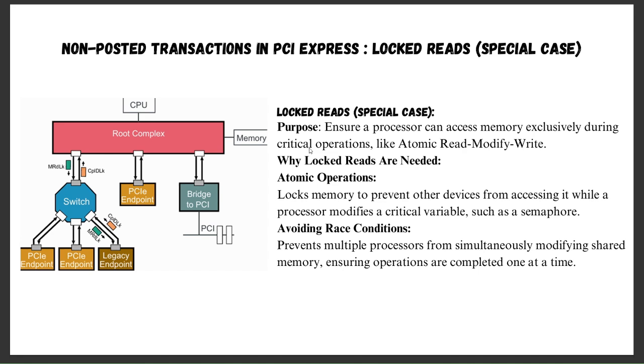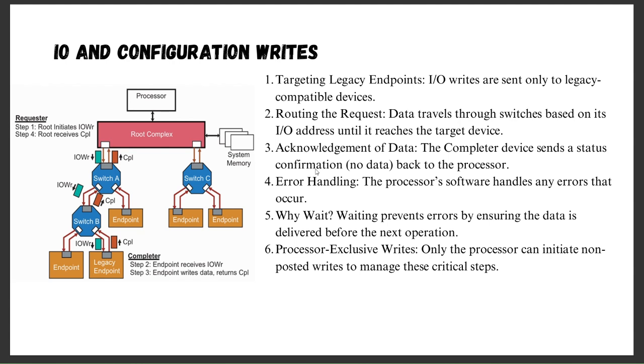So let us now discuss IO and configuration writes in PCIe. In computer systems, IO write transactions are a way for a processor to send data to a specific device, or we can say an endpoint. These transactions follow specific rules. So let us understand the rules.